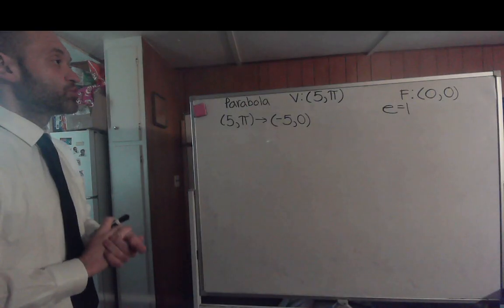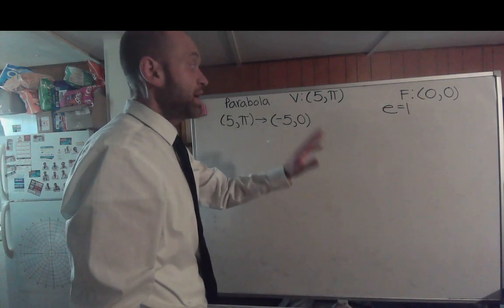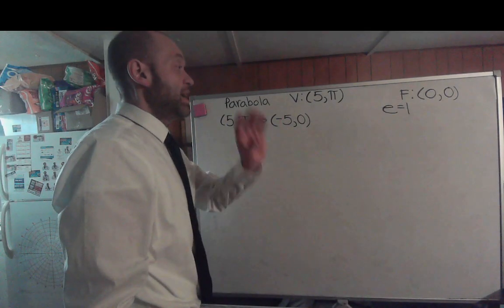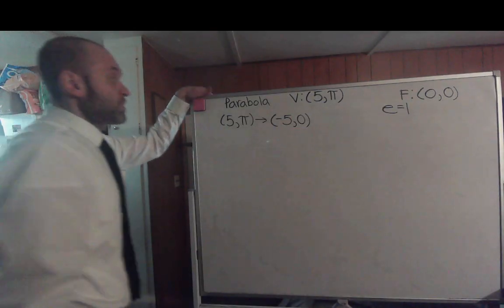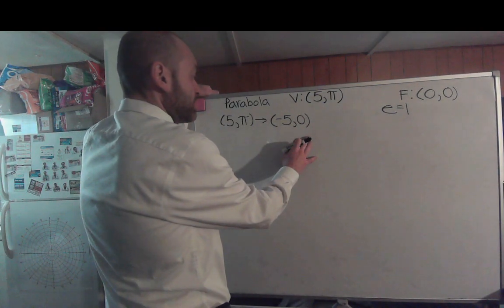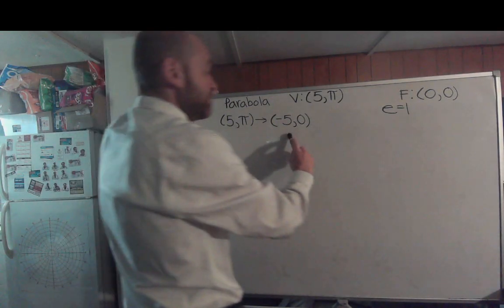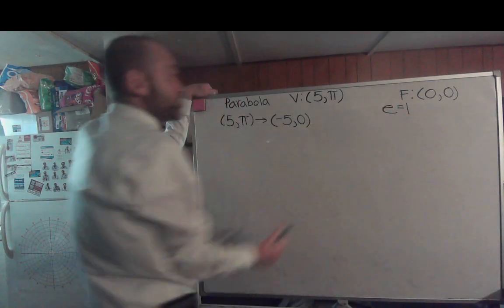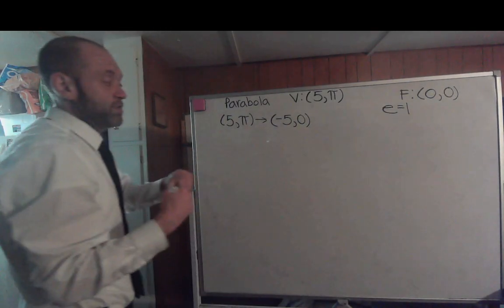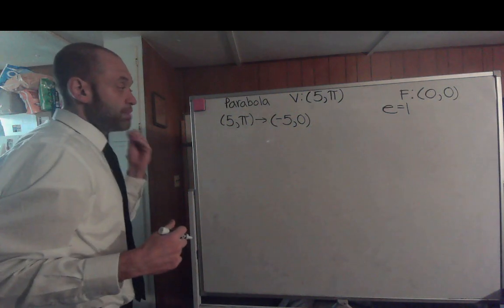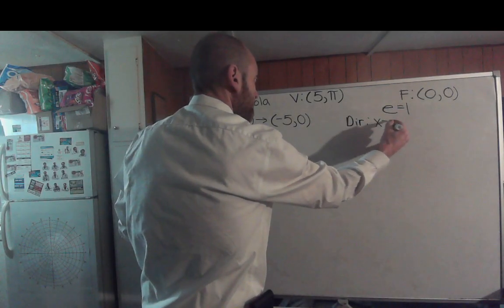Now, what is true here? Again, for a parabola, the vertex is exactly halfway between the focus and the directrix. So your vertex, halfway between the focus and directrix, you have a difference of 5 in the positive direction going to the focus. That means your directrix has to go back 5 units. So that means the directrix would have to be at x equals -10.